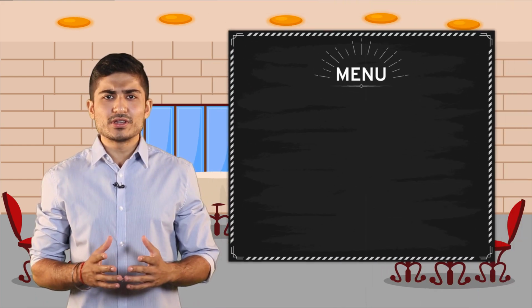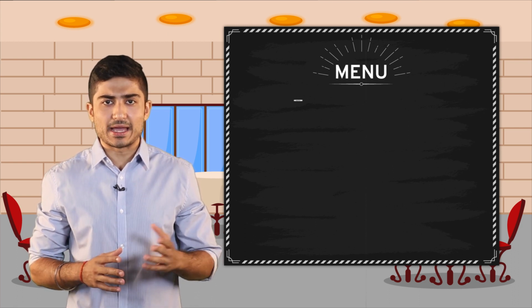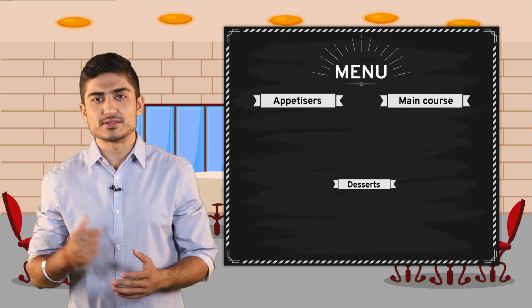Hey you all, I'm exploring a new restaurant. The menu here is a little different. It's branched like a tree. Food is divided into types like appetizers, main course and desserts.